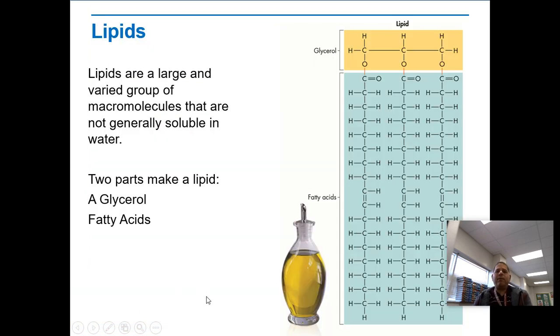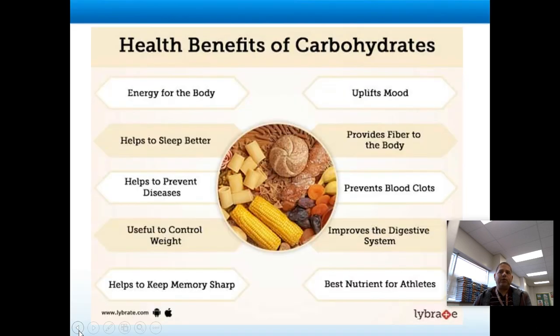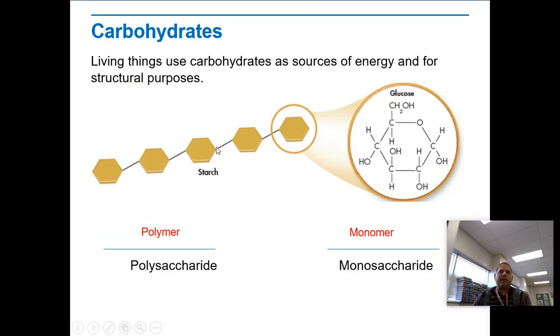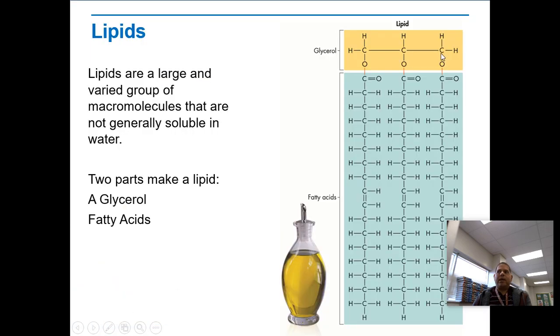Lipids, a little bit different from carbohydrates, are much more complex. If you look over here to the right side of my screen, you can see just how complex they are as opposed to carbohydrates. Lipids are large, and they are a varied group of macromolecules that are not generally soluble in water. Many times when you put a lipid, such as oil or butter, in water, it usually floats to the top.